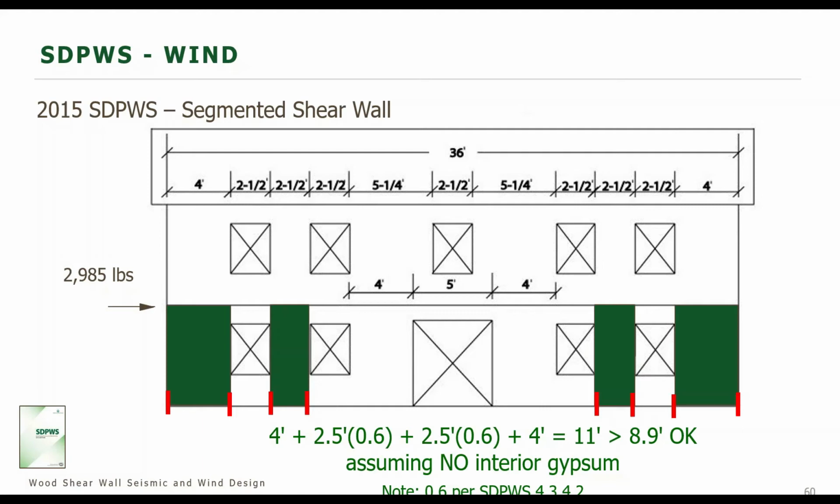And if you're assuming the no interior gypsum, again, if you're using the other high capacity aspect ratio adjustment, that's per SPDWS 4.3.4.2, you would apply the 0.6, but multiply that by the 2.5 feet of the high aspect ratio segments, and this gives you a value of 11 feet. So this would be the one that applies, as it's more conservative, but it's still greater than the 8.9 feet, so we're okay with that.